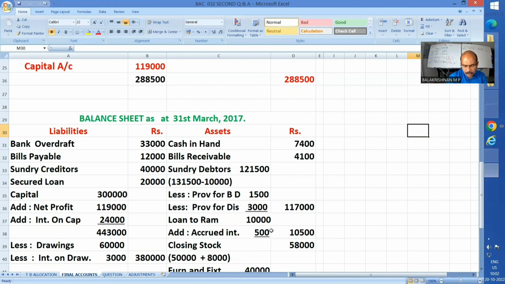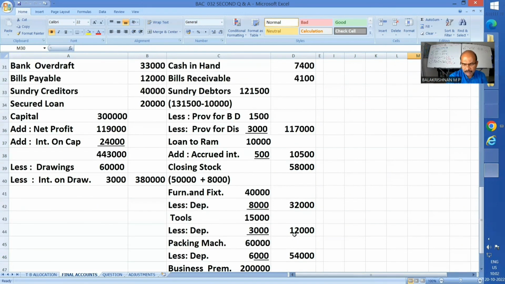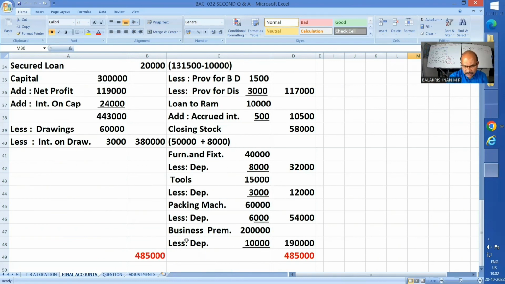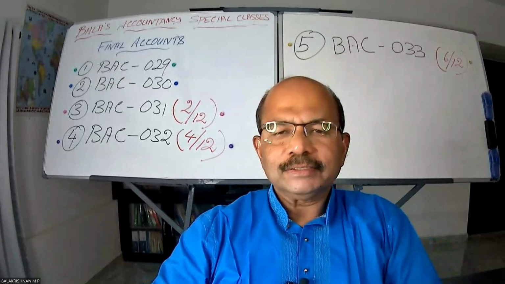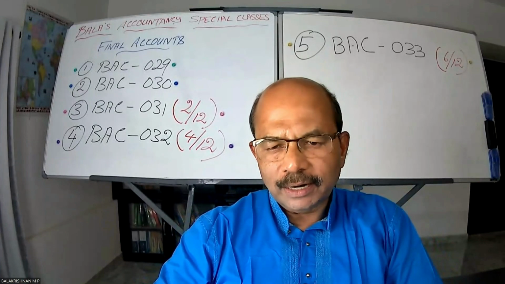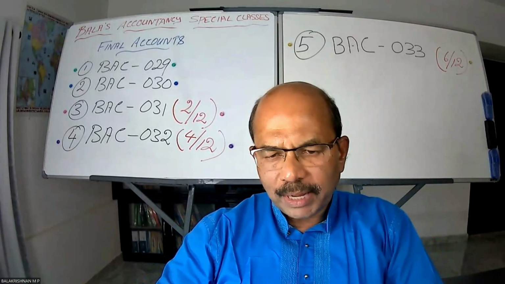Okay. Loan to Ram 10,000 and accrued interest. Okay, he owes me 500 rupees by way of interest. So practically his loan is now 10,500. Closing stock, we already told, latest value is 58,000. And all these assets are subject to depreciation, and the net value I have shown. This side also 4,85,000. Okay, so well, students, two sums as usual I worked out and I explained to you.